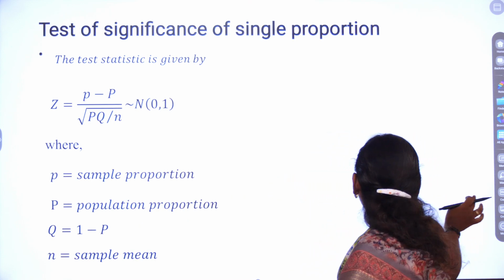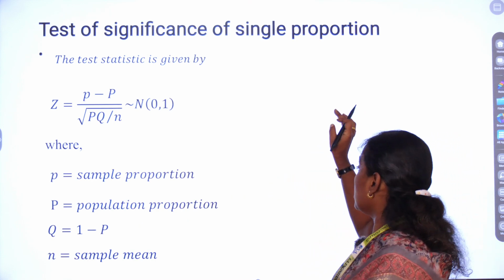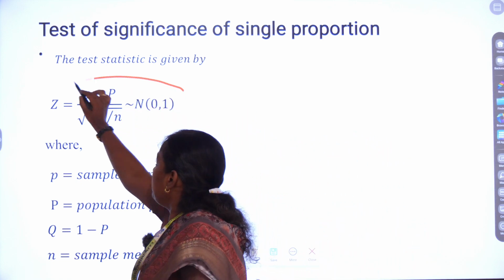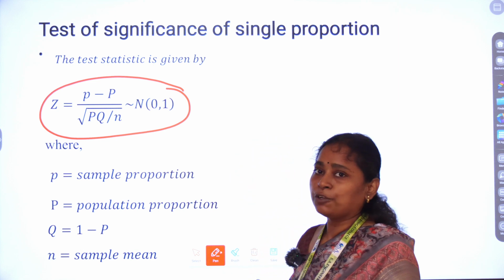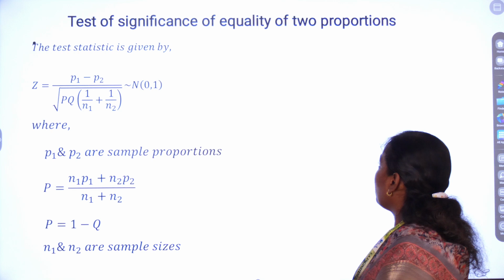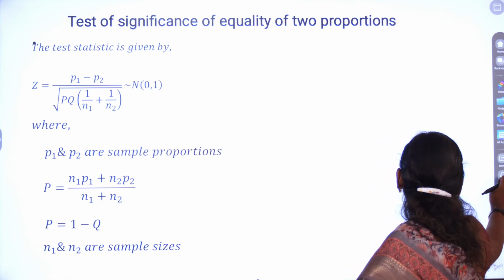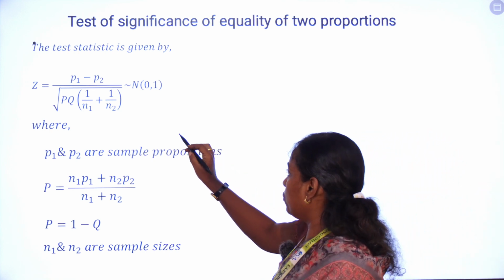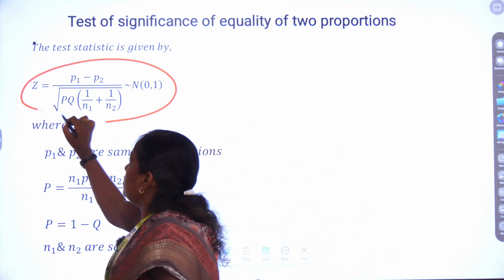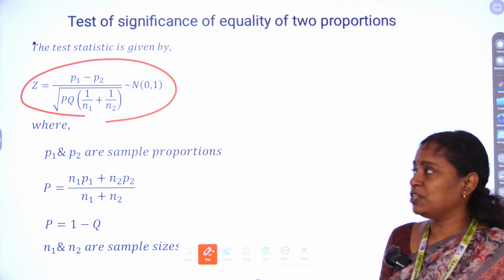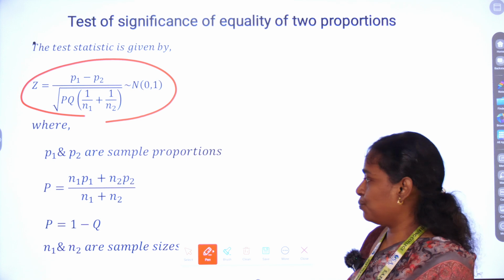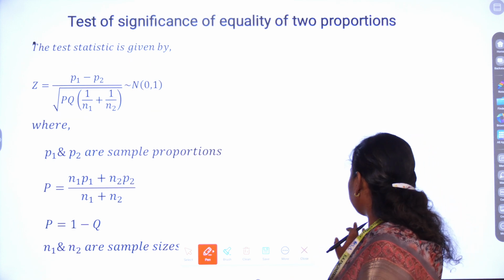The next test statistic is single proportion. For that, Z is equal to small p minus capital P divided by square root of PQ by N. And for equality of two proportions, you have to remember the test statistic Z is equal to P1 minus P2 divided by square root of PQ into 1 by N1 plus 1 by N2. So you have to remember this.